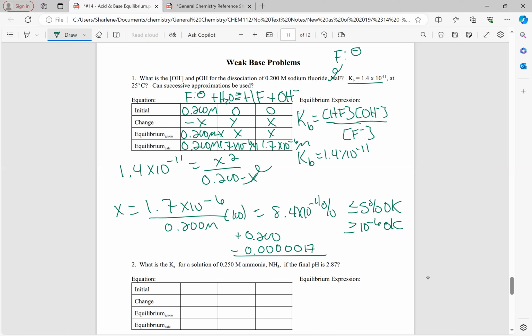All right, there are my equilibrium concentrations of all the species, but I also wanted to know what the pOH was. So the pOH is the negative log of the hydroxide, which is 1.7 times 10 to the minus 6th. And my pOH is 5.78.